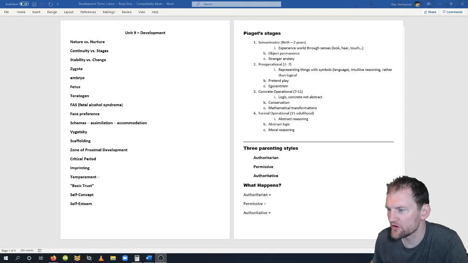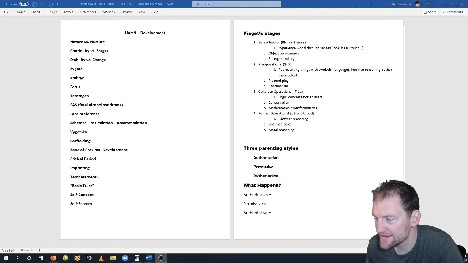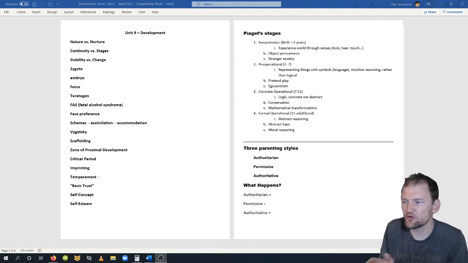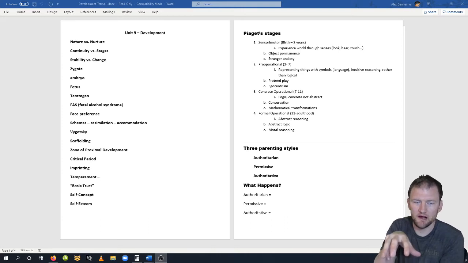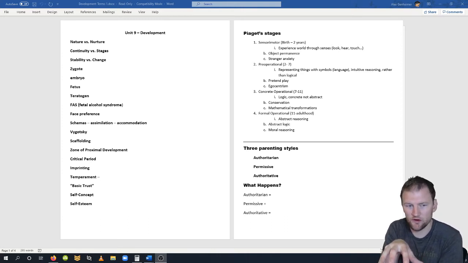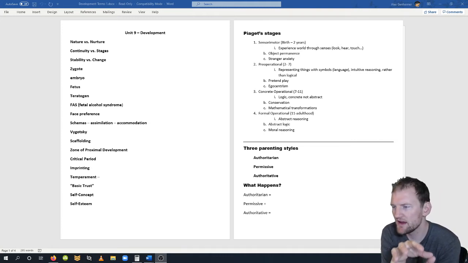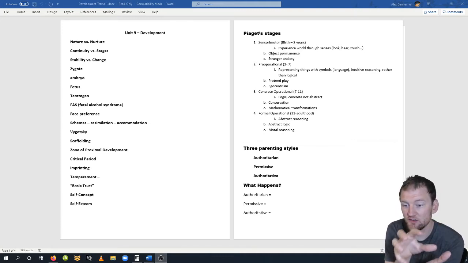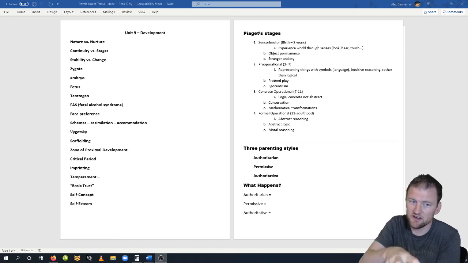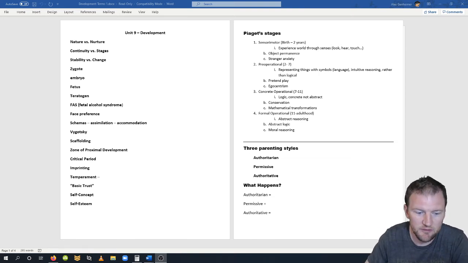Similar to a few other terms that have been in other units like concept, schema is a mental grouping of objects. So a schema would be like horse, which would be a grouping of all of the animals that fit horse. A lot of different types of horse, but they're all in the schema of horse. Assimilation is putting things into the schema, and accommodation is needing to remove them from the schema.